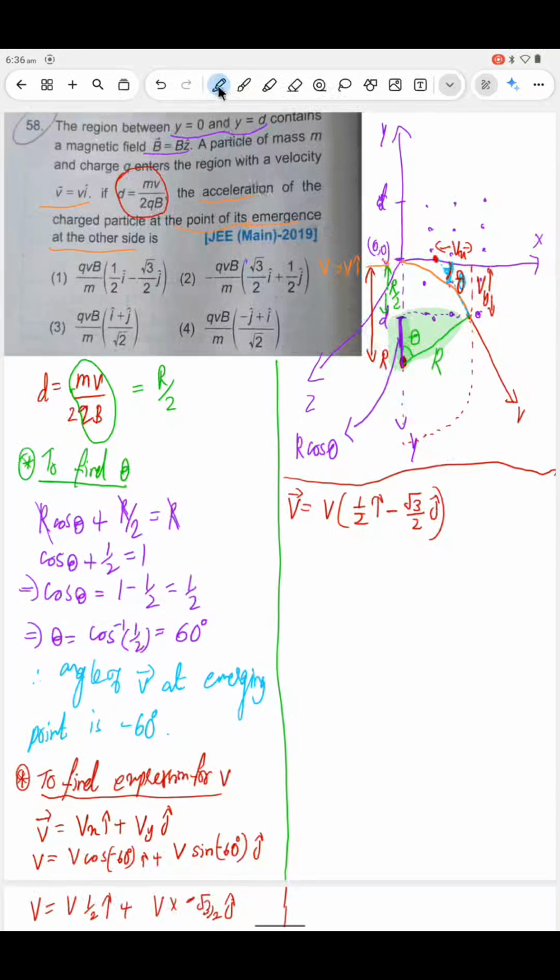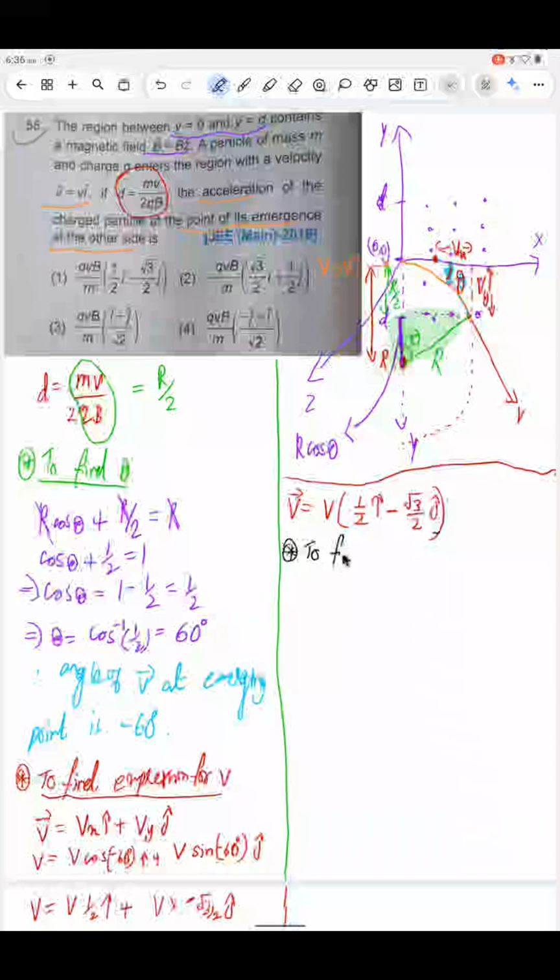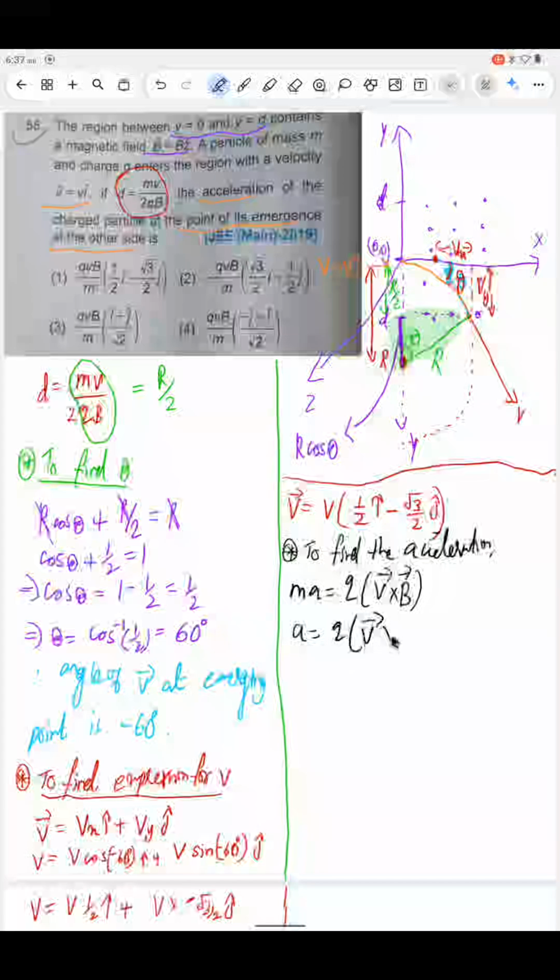Now let's find out the acceleration. That's the third step, because we got the expression for velocity now. To find the acceleration, we can use the equation ma is equal to q into v cross b. Listen very carefully. Here the acceleration is not linear acceleration, only centripetal acceleration. So a is equal to q into v cross b divided by m.